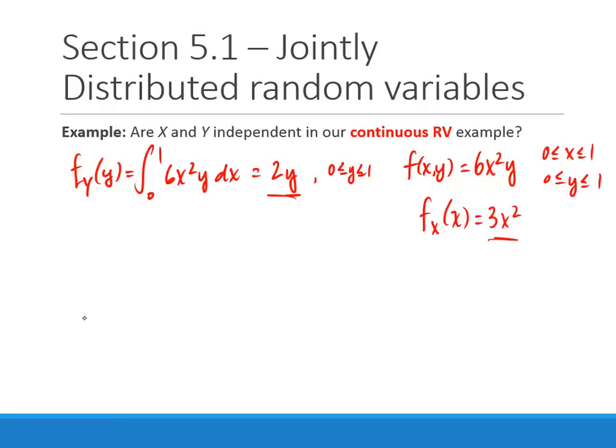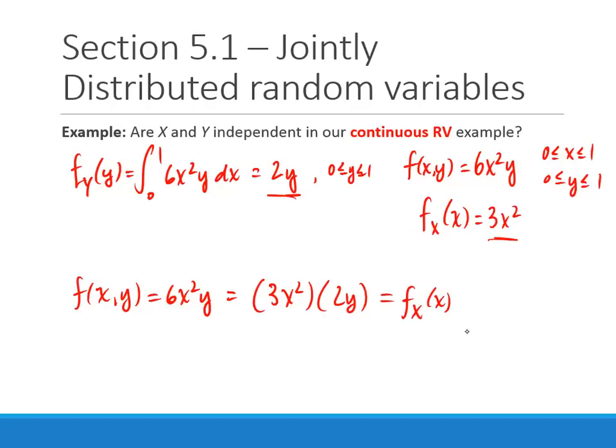And sure enough, f of x, y, which is 6x squared y, is indeed equal to 3x squared times 2y. So I can factor my joint distribution into my marginal PDFs. And so therefore, are X and Y independent? Yes, they are. Because I can split these things apart in this way, therefore, yes. X and Y are independent.